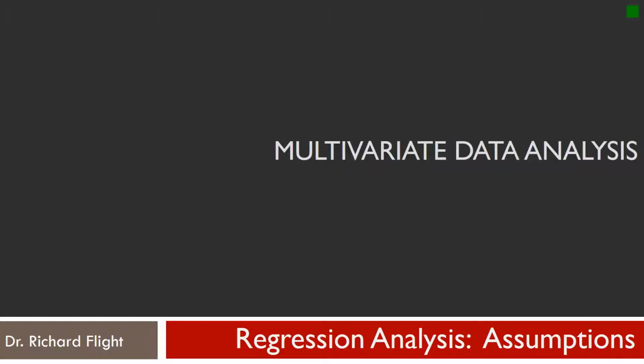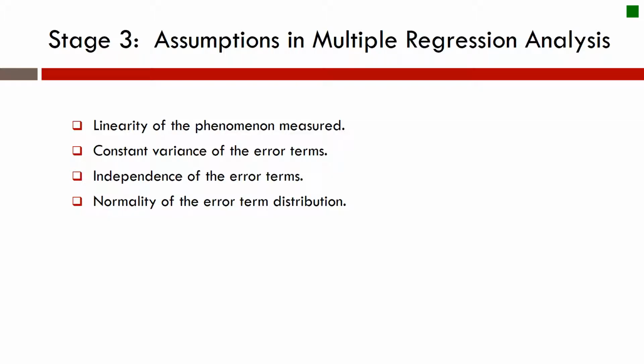Hello, this is Dr. Flight, and this is a video discussion that focuses on different assumptions that we need to help maintain and continue to think about as we're doing multiple regression in multivariate analysis. So there are some certain elements that we know we need to keep a check on: linearity. So linear relationships, though we can adapt for that in the model, we look for that to begin with.